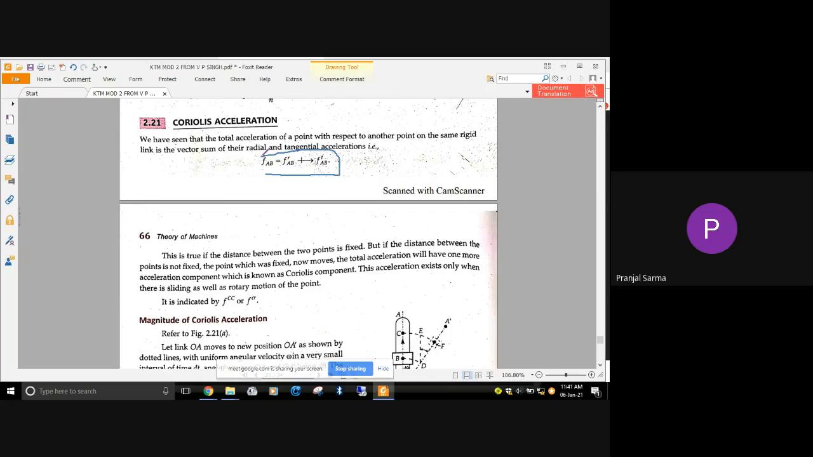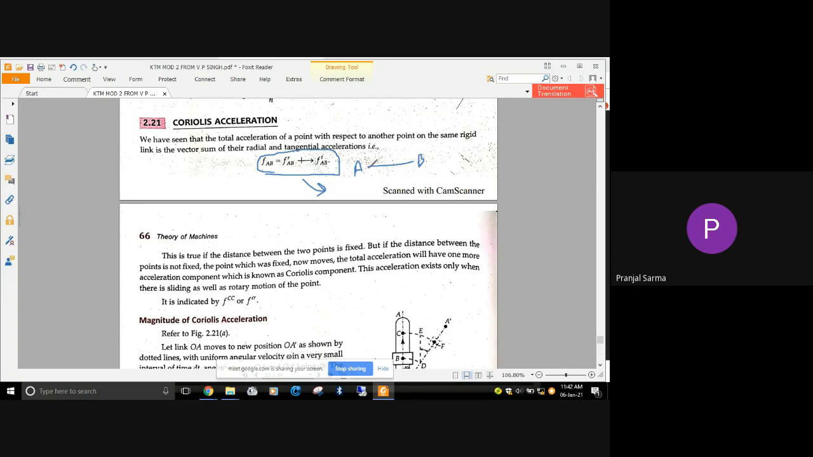We know it already, but it is true only if the distance between both points, whatever A point and B point we have discussed, on the link remains fixed.